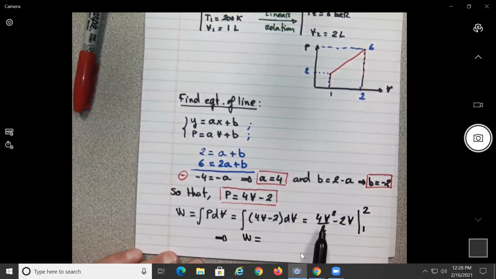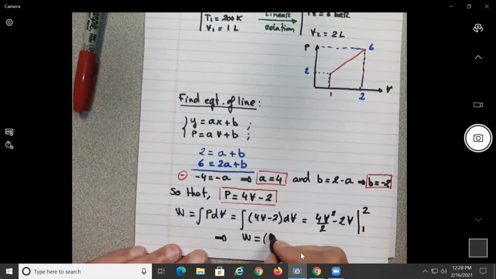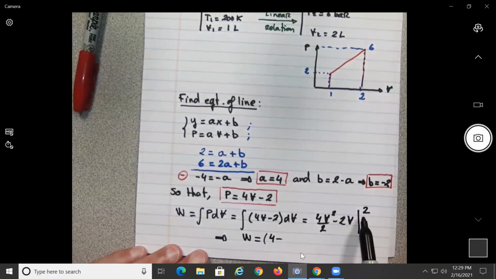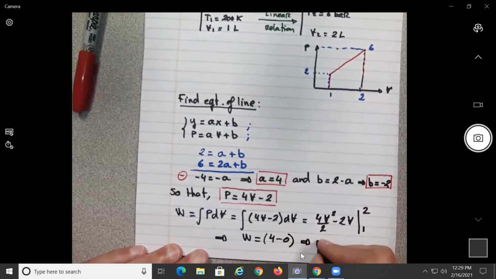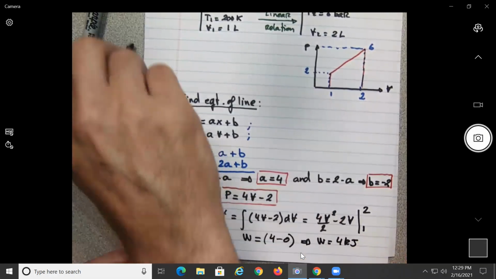So this should give you 4 times 2, 8. 8 minus 4, 4. So 4 over here for the 2. Is that correct or no? So 4 minus 2 minus 0, no? So basically it should be 4 kilojoules.